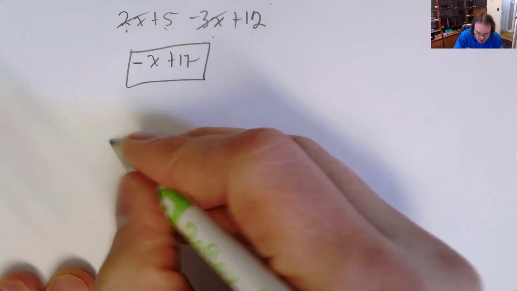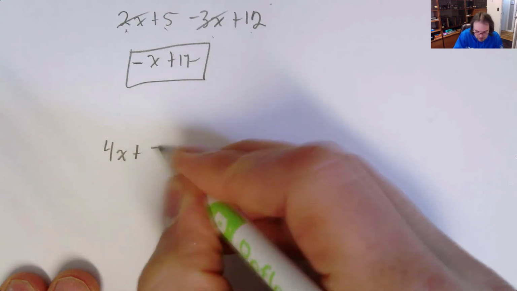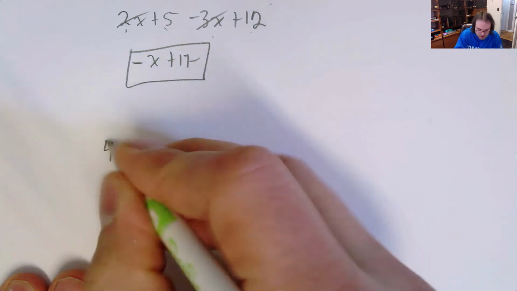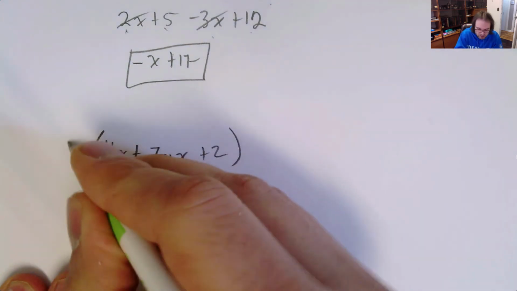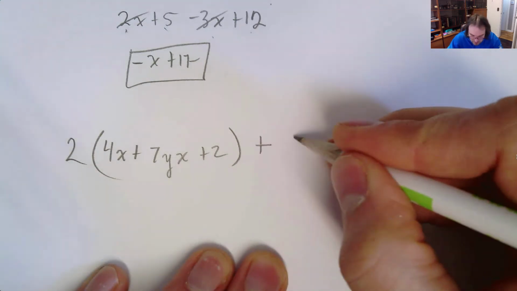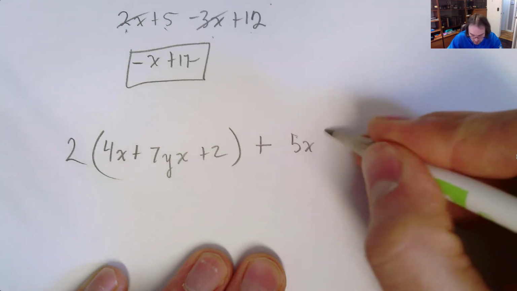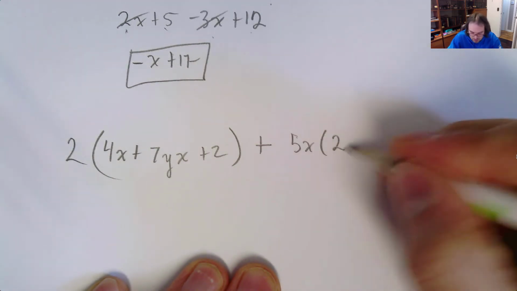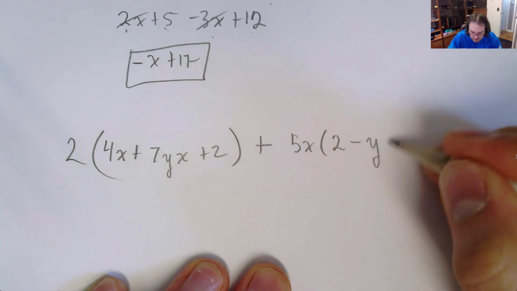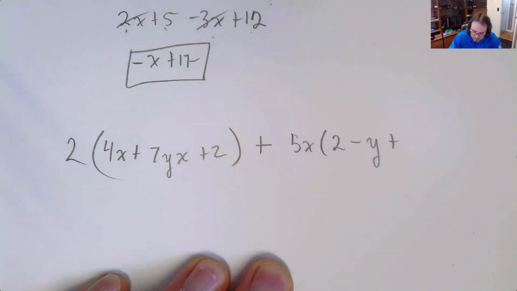So let's take a look if we have a really big messy one here. I want to try something. If I have 4x plus 7xy plus 2, and we're going to multiply this all by 2. Then I'm just going to say plus 5x multiplied by 2 minus y, and we're just going to leave it like that.